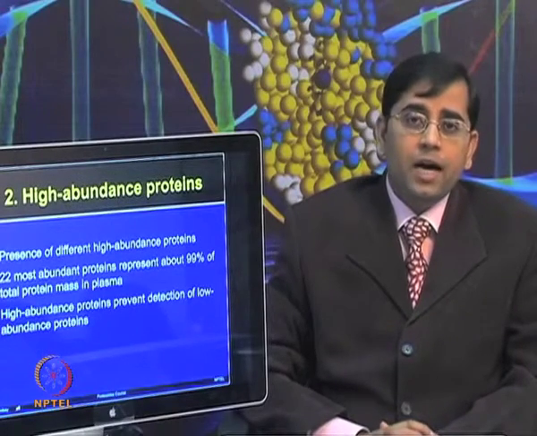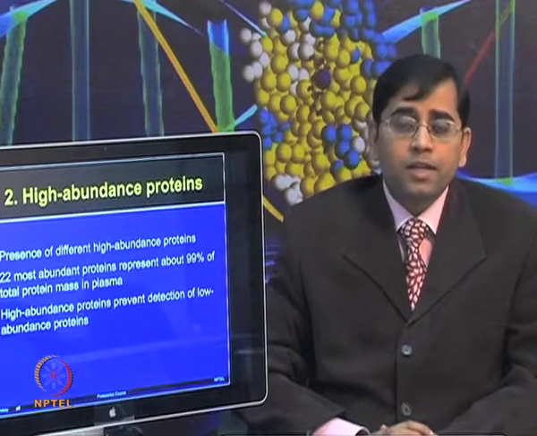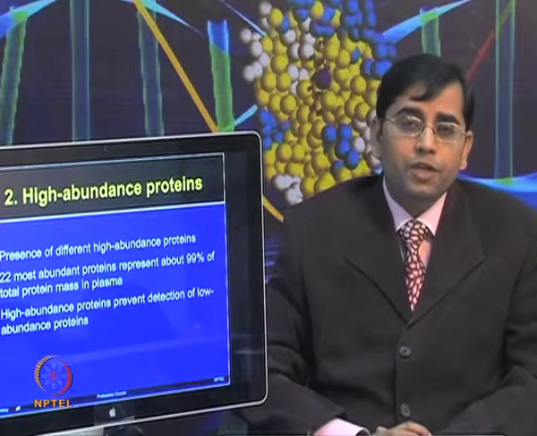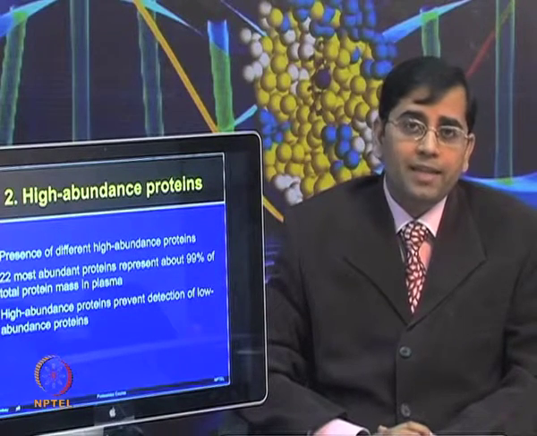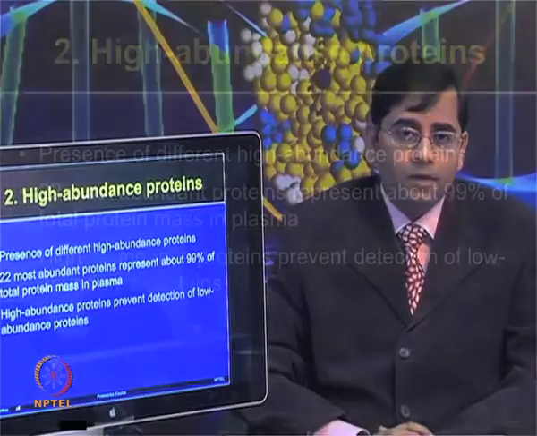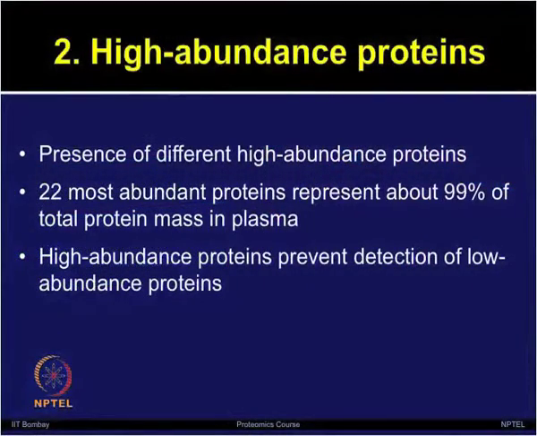So, second point, the high abundance proteins. There are different high abundant proteins present in serum and plasma, which make its analysis very complicated. There are almost 22 highly abundant proteins present in serum, which represent about 99% of total protein mass of serum or plasma. These high abundance proteins prevent the detection of very low abundant proteins, and often these low abundant proteins could be the target which you are probably looking for as a part of biomarker discovery.